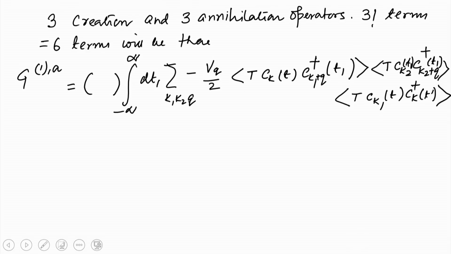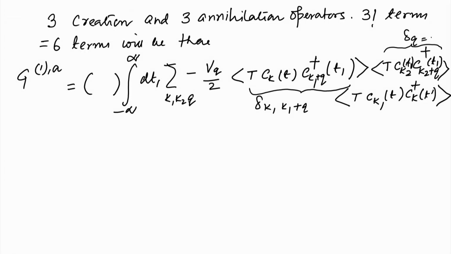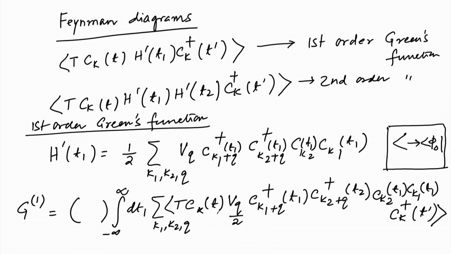So, this tells that this is equal to delta k and k1 plus q. This is equal to delta q equal to 0, and this is equal to delta k1 and k. Now, there is an inconsistency that I am seeing. So, we will redefine the Green's function. Give me a moment. Let us redefine the Green's function as Ck k1.